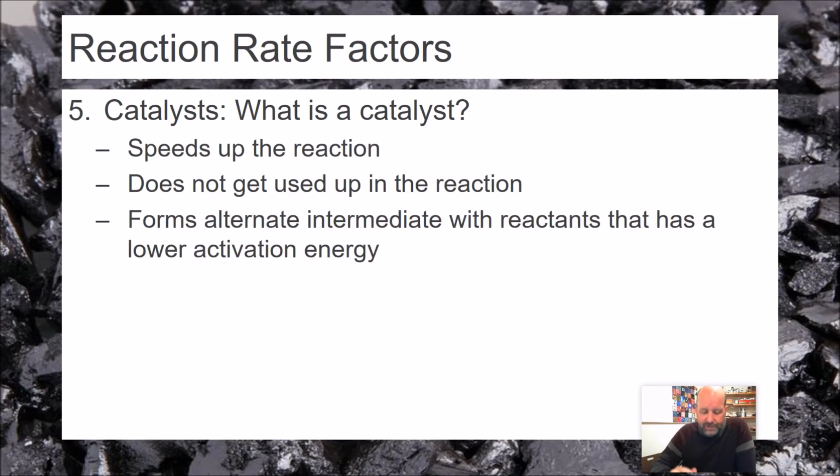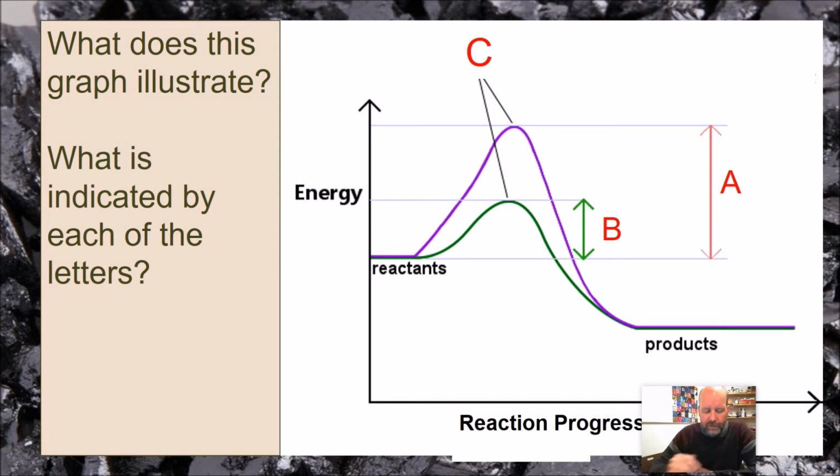This is a catalyst. Sometimes it forms an alternate intermediate with the reactants, meaning that when we bring those things together to make that activated complex, the catalyst is sometimes involved in there. The catalyst may even get changed in there, but it makes some complex that has a lower activation energy than the original one. This curve here, we need to be familiar with this kind of graph. This is really common. You'll see this a ton.